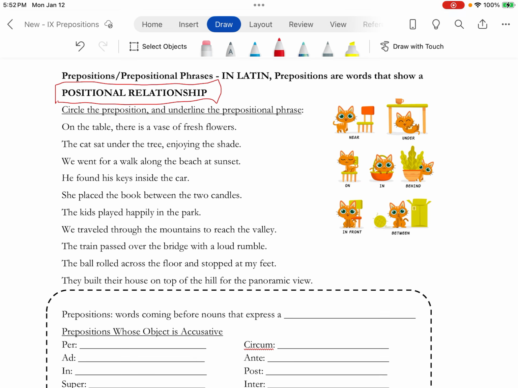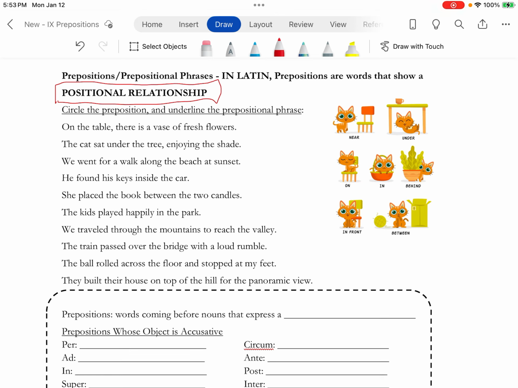So we've got this awesome kitty over here, and we've got some prepositions. Near the chair, under the table, on the chair, in the bowl, behind the plant, in front of the chair, between the yarn and box. Those words, near, under, on, in, behind, in front, between, those are all prepositions, and it's going to set up a location. Okay? So we're going to circle the preposition and underline the prepositional phrase.